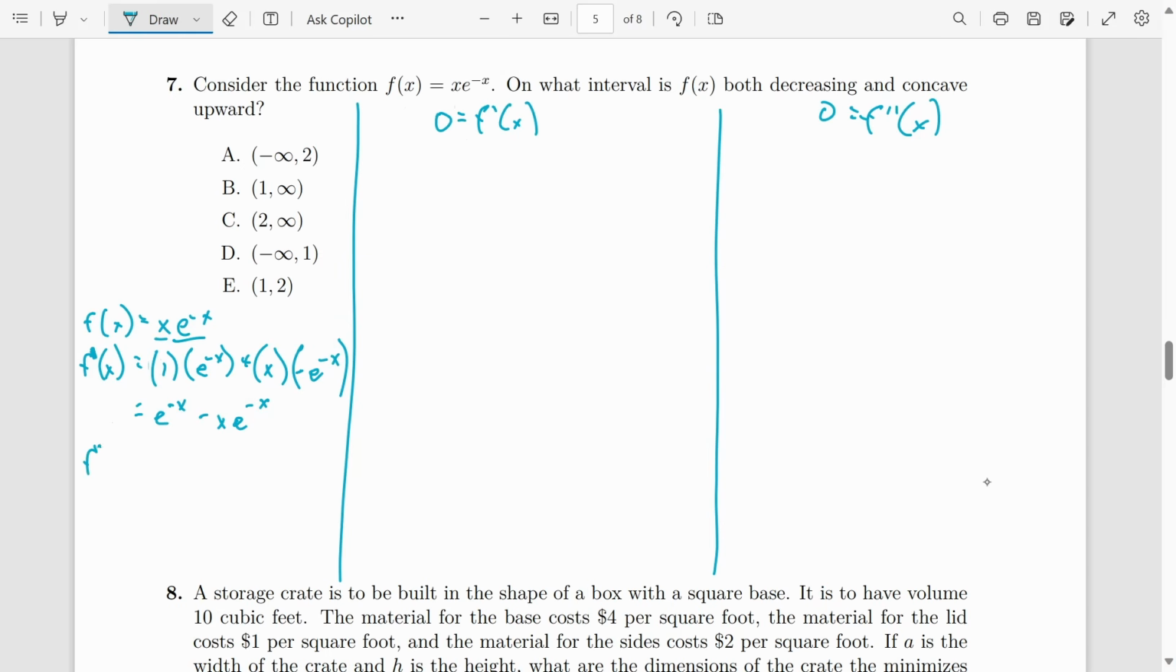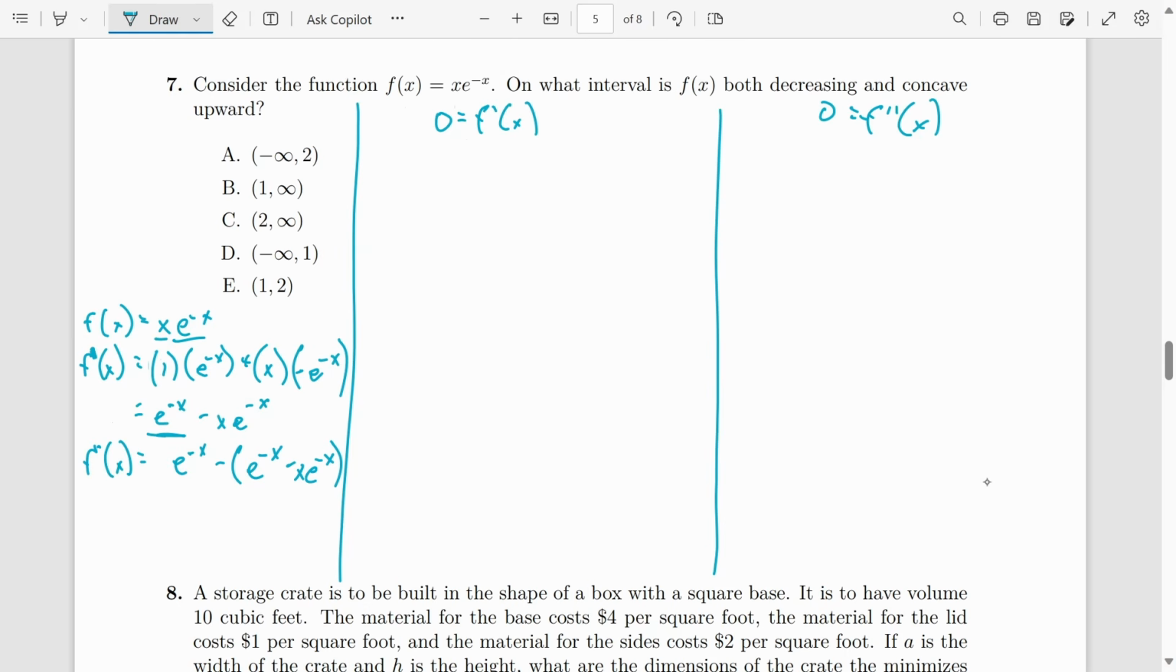Now our second derivative, f double prime of x, that's equal to the derivative of e to the negative x. Well, we already just found that. That's just negative e to the negative x minus the derivative of x times e to the negative x. Well, we already found that. That's just equal to f prime of x. So let's just substitute that back in. So that's minus e to the negative x minus x times e to the negative x.